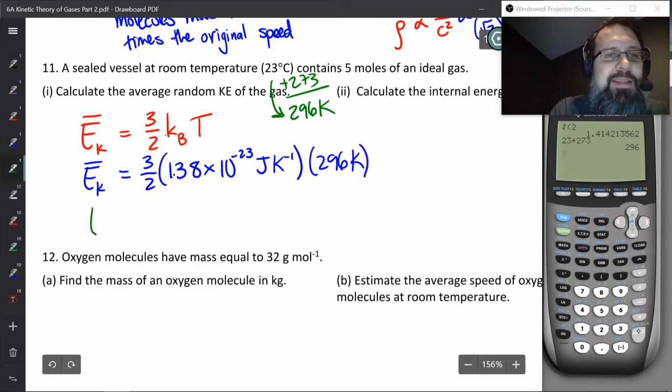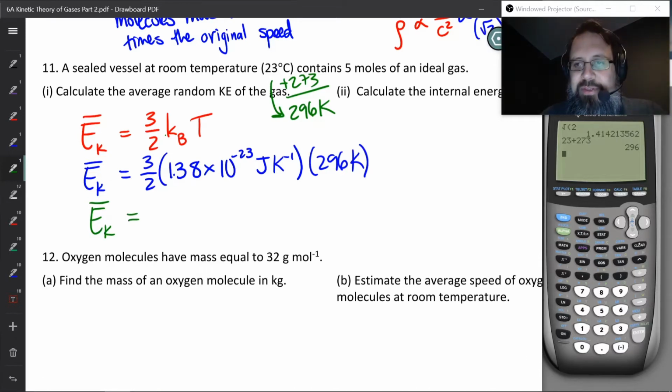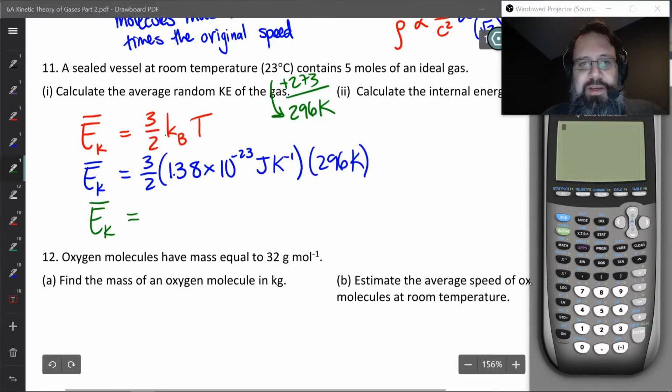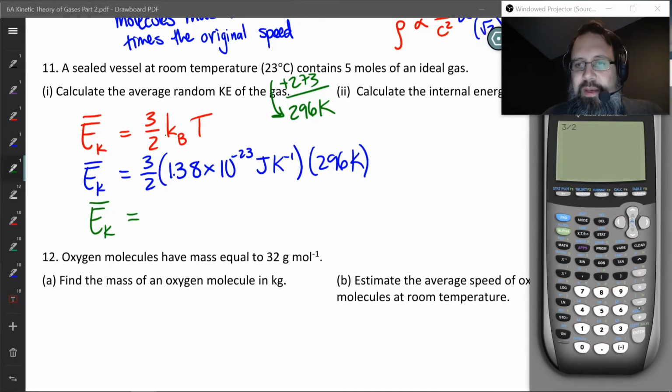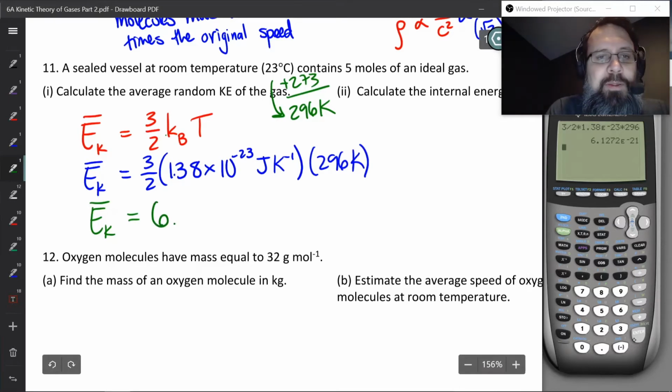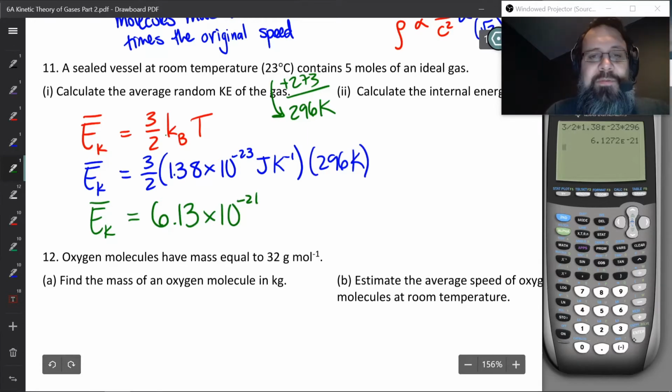And so we calculate the average random kinetic energy: 3 divided by 2, multiplied by 1.38 times 10 to the negative 23, multiplied by 296. And we calculate that the average random kinetic energy of the gas molecules is 6.13 times 10 to the negative 21, and the unit, of course, is joules.